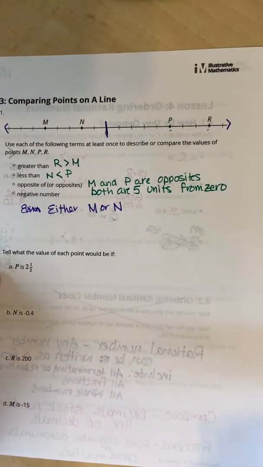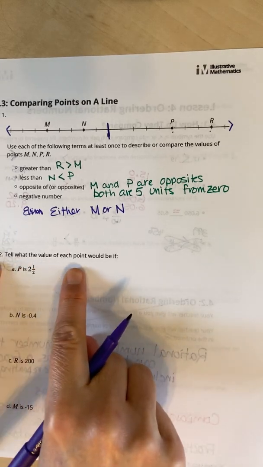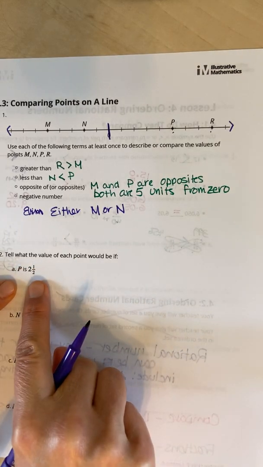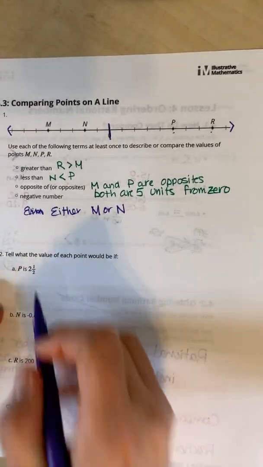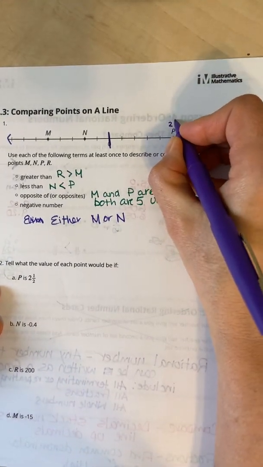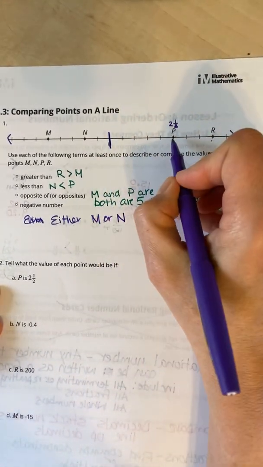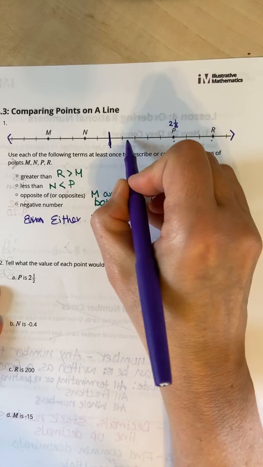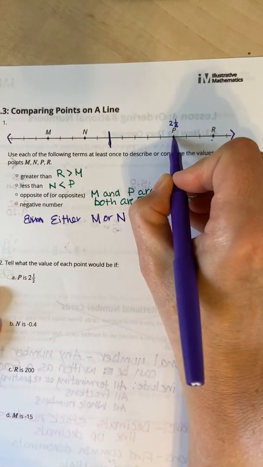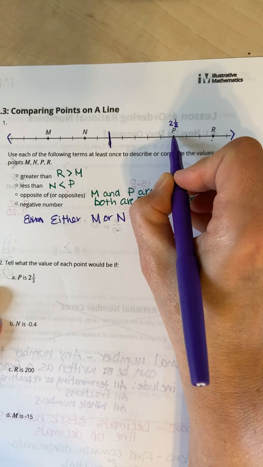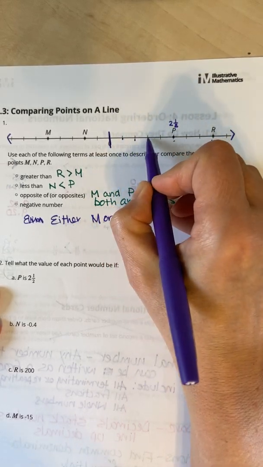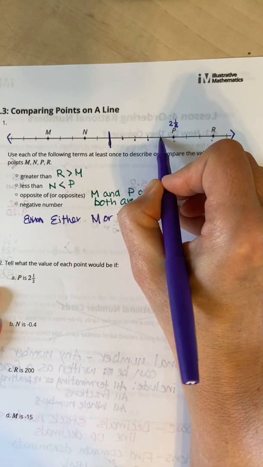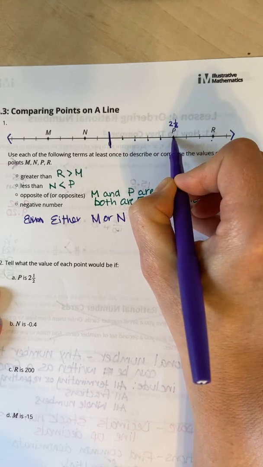All right, it says tell what the value of each point would be if P is 2.5, okay? So I'm gonna do different colors because I'm gonna be writing on my same number line a lot. So this is gonna be my purple one. So let's say this was 2 1/2. That means I have to divide these up into things that would equal 2 1/2. And my guess is it's not gonna be 1, but it's gonna be a half. So if this was 1/2, this would be 1. This would be 1 1/2. This would be 2. This would be 2 1/2.